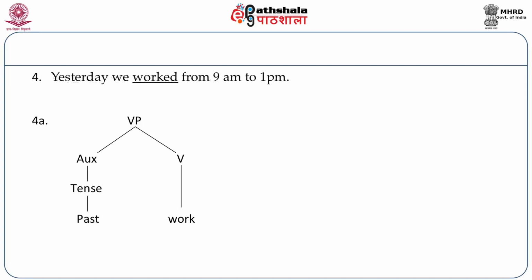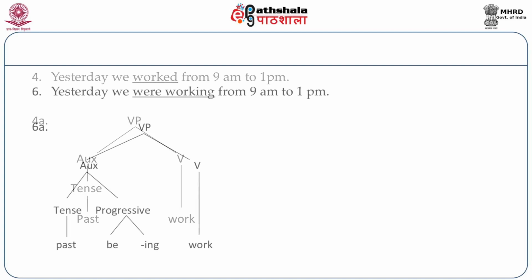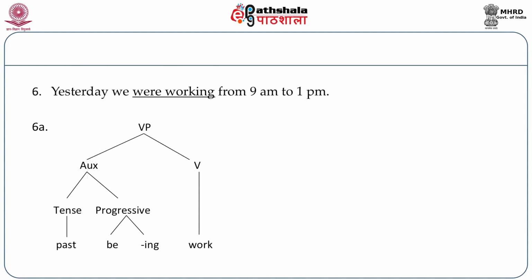Next. And in 4a also, where we have the verb worked, the tense is again marked on the main verb because there is no other auxiliary verb. So look at sentence 6. Here we have "yesterday we were working from 9 a.m. to 1 p.m." Here we have progressive as an auxiliary verb, and therefore the past tense is marked on the progressive verb be, and we get were.